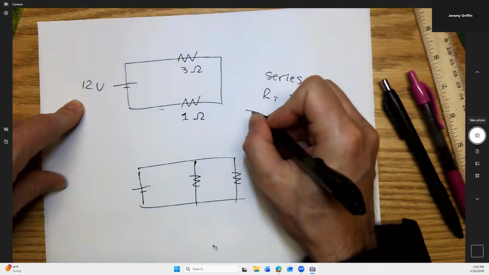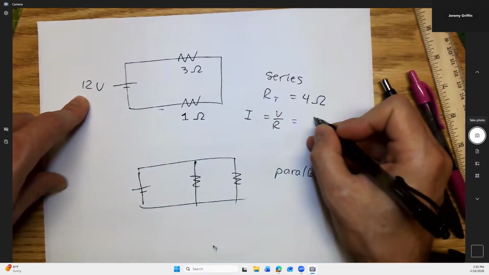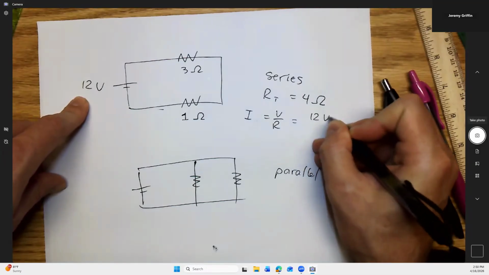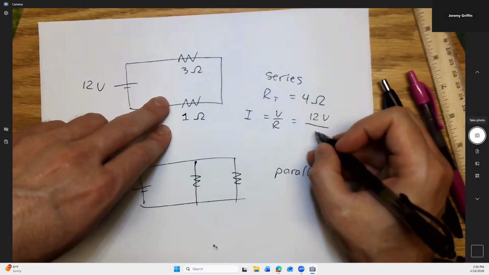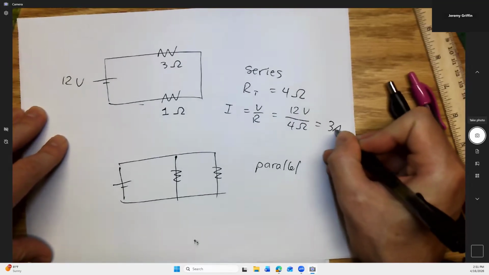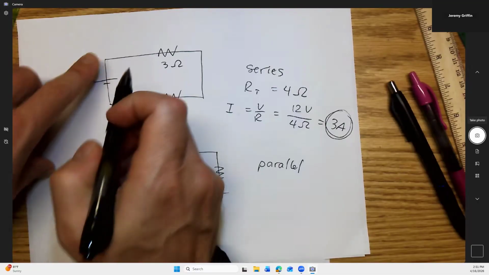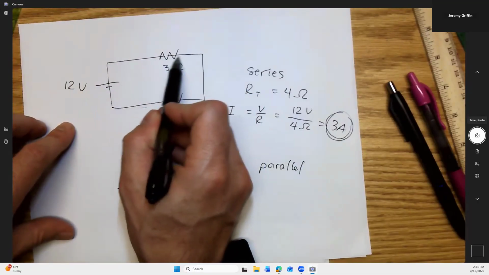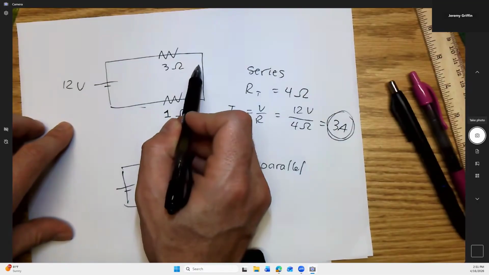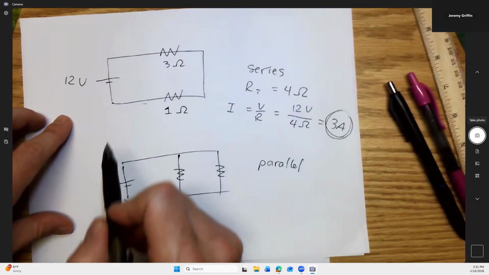And then let's do Ohm's law. I equals V over R. So you guys got how many volts? 12. Acting on how many ohms? 4. So what's the current? 3 amps. Okay, guys, 3 amps leave the battery. You guys see 3 amps leave the battery? How many amps go through this resistor? All 3 amps. How many amps go through this resistor? All 3 amps.